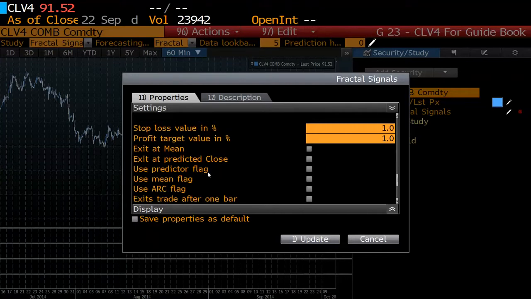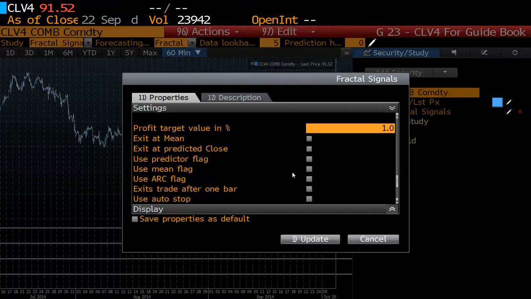Use predictor flag is exactly the same methodology as was described with the predictor flag indicator. Remember, when the yellow flag went up, it suggested that the predicted close had been touched, so you don't want to enter the trade. Well, that's what this will do. It acts as a filter for those different entry trades. The same holds true for the use mean flag. If you select this or both of these, it will not allow a trade to take place on the entry side if the mean flag is up, or in other words, the predicted mean has been touched in advance of the entry price being touched.